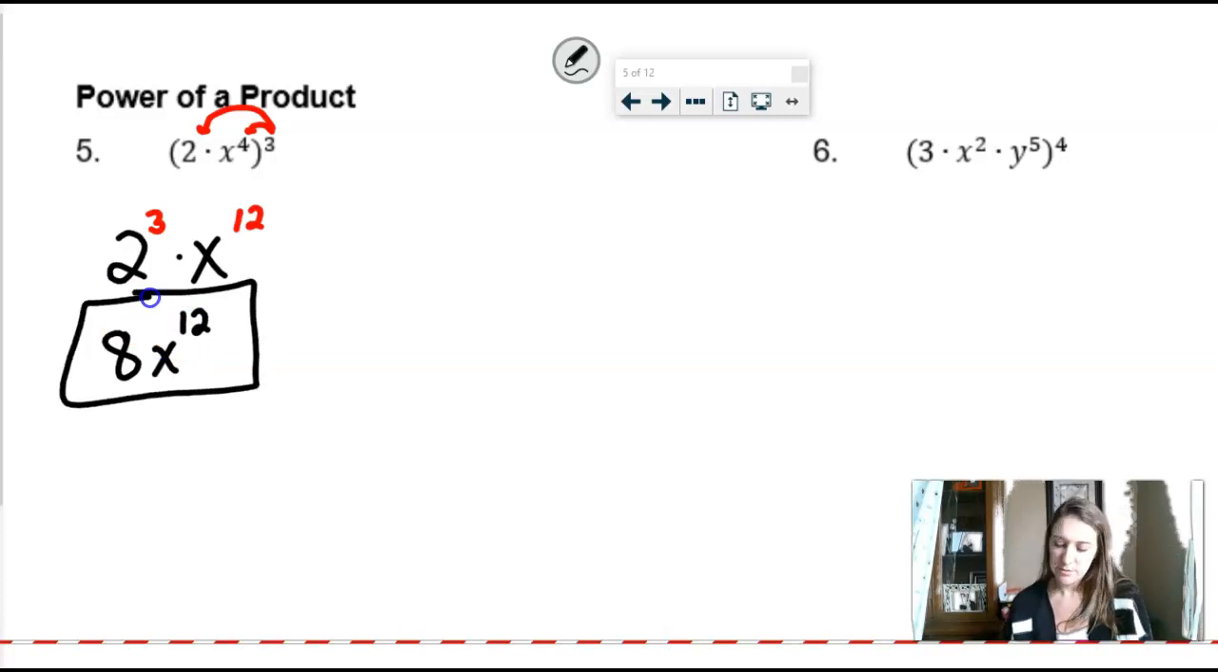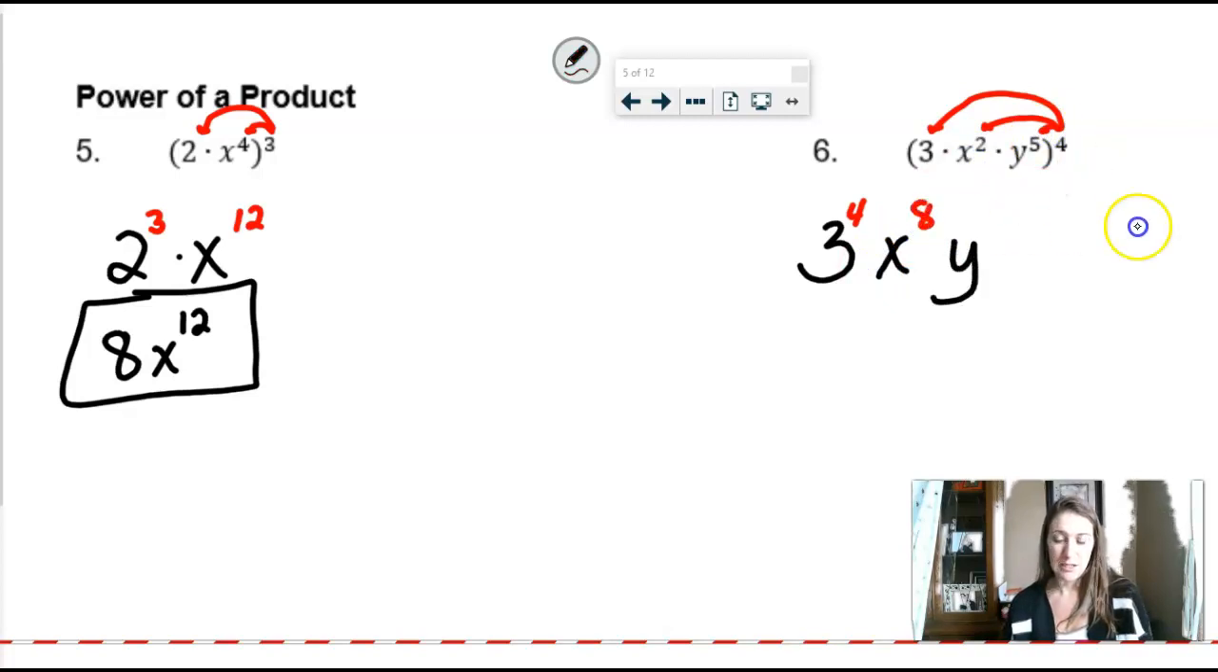All right, same idea here for number 6. We're going to distribute this 4. We just can't forget that it's going to everybody, including the coefficient. So remember, there is a secret 1 on that 3. So 1 times 4, this is now 3 to the 4th. We'll come back to that in a minute. And then x squared being raised to the 4th power, we're supposed to multiply these exponents together. So we're keeping the x, and we multiply those together, and it becomes x to the 8th. And then same idea for the y's, this becomes y to the 20th.